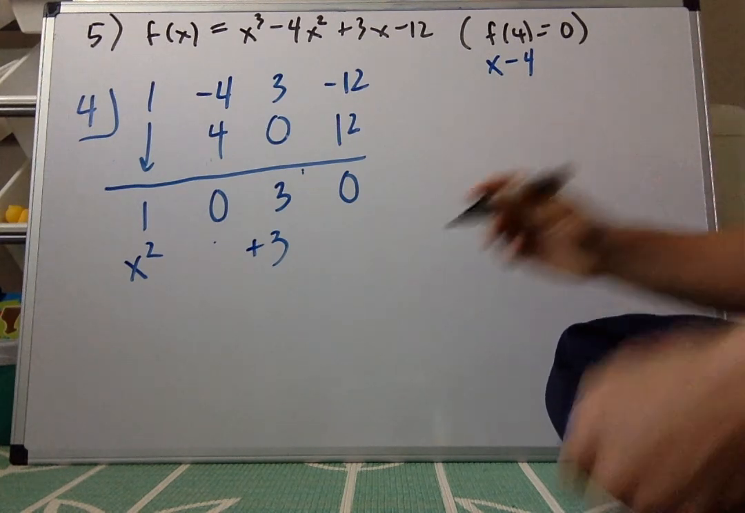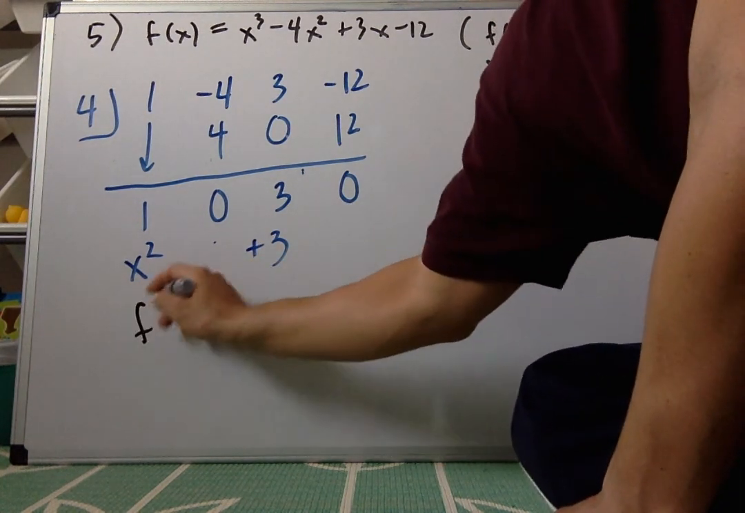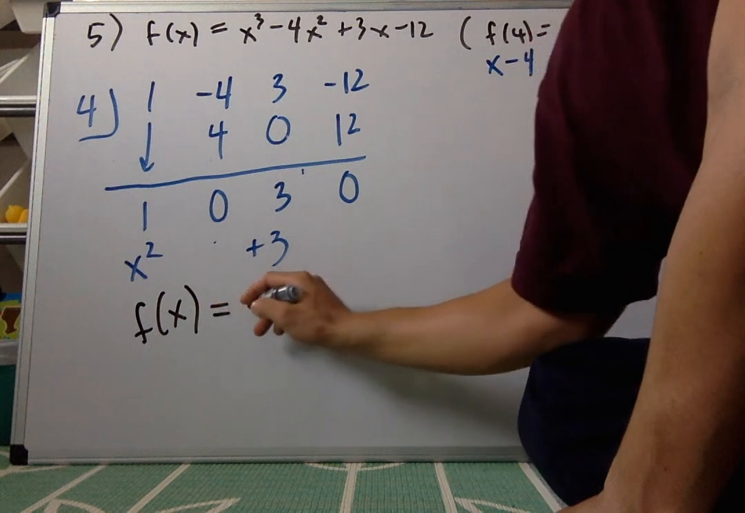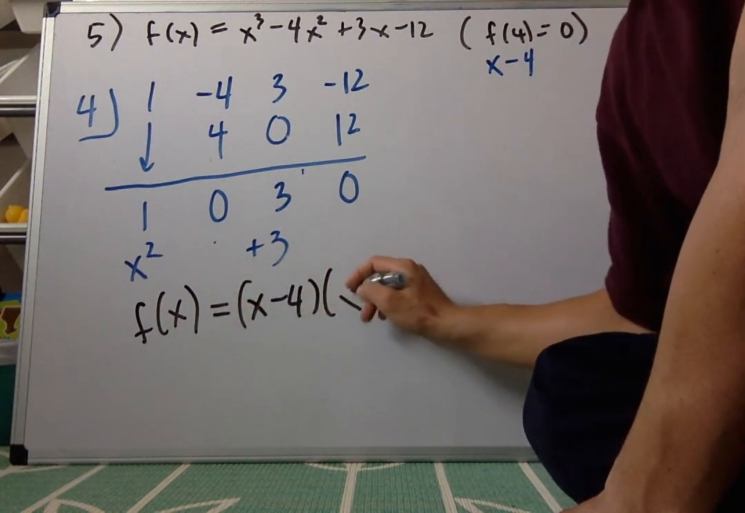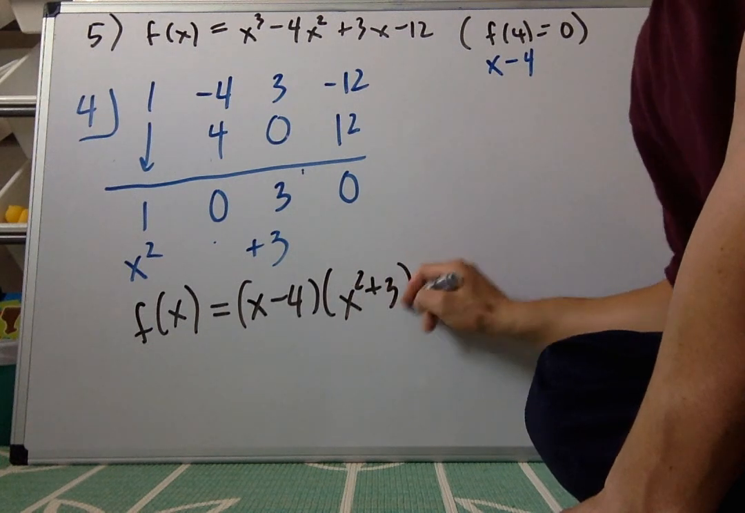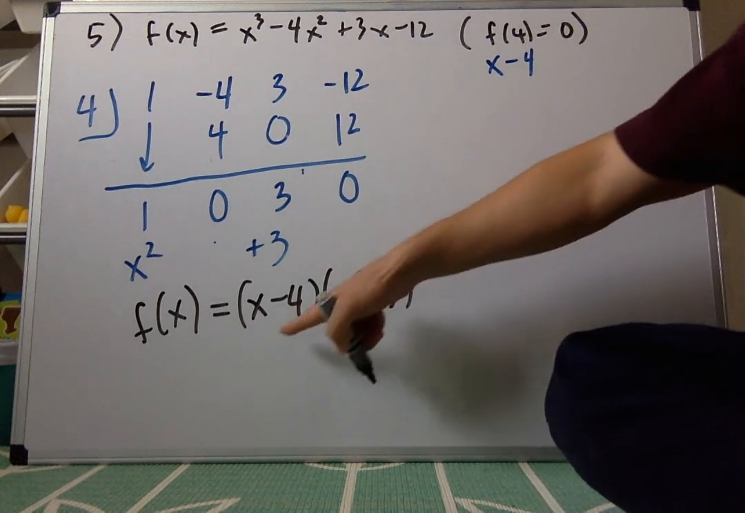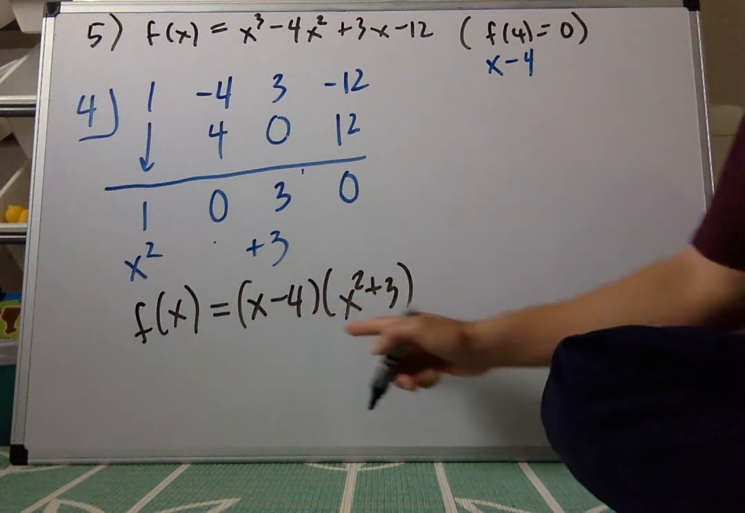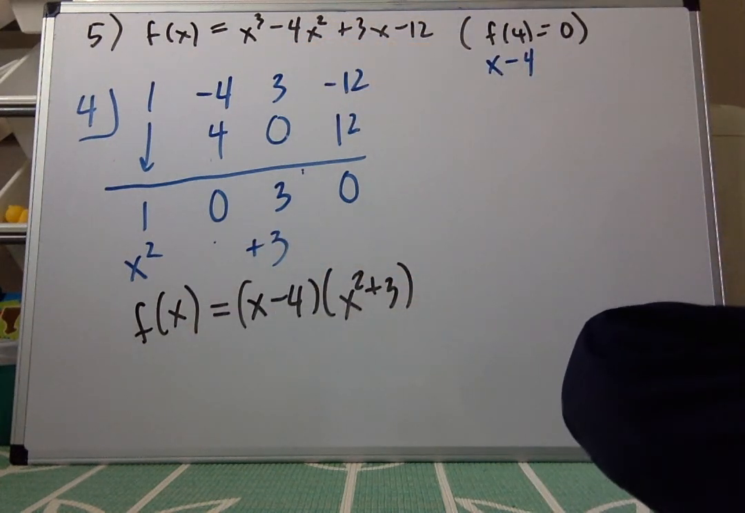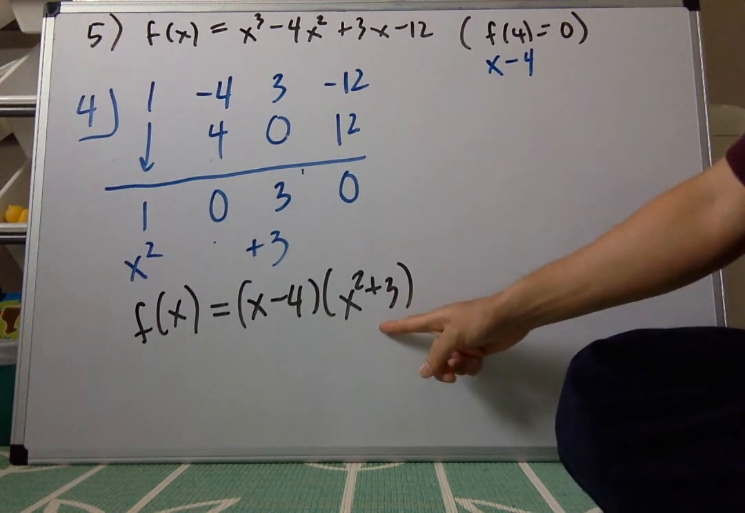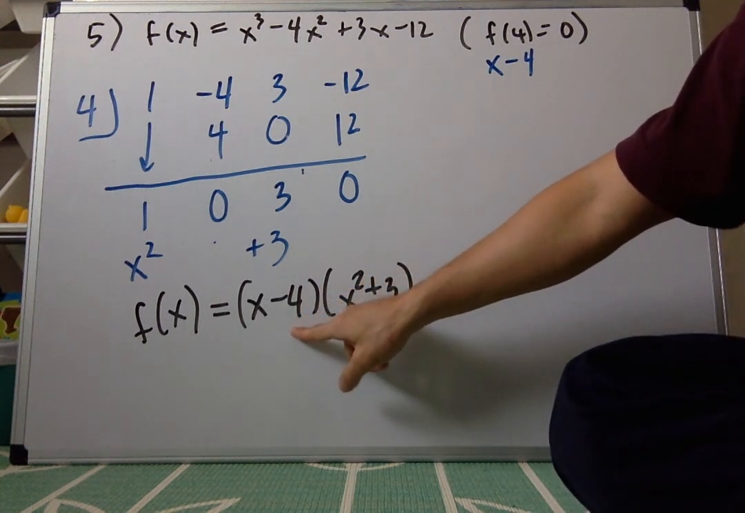Okay, so coming back to my original equation, what that means is f of x can be written out this way as x minus 4 times x squared plus 3. I divided perfectly, so these are the two things that multiply together to get me the whole original starting function, right? Alright, so this is looking pretty good. I already have one of the zeros right here clearly, it's 4.